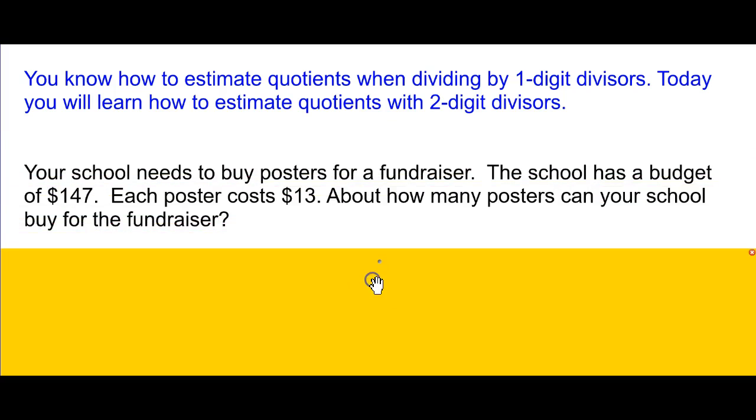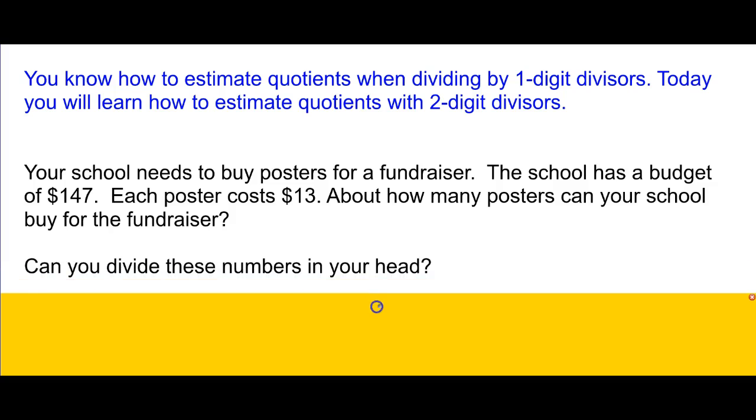Here's our example problem for today. Your school needs to buy posters for a fundraiser. The school has a budget of $147. Each poster costs $13. About how many posters can your school buy for the fundraiser? So we know that this is division, and we're going to be dividing 147 by $13.